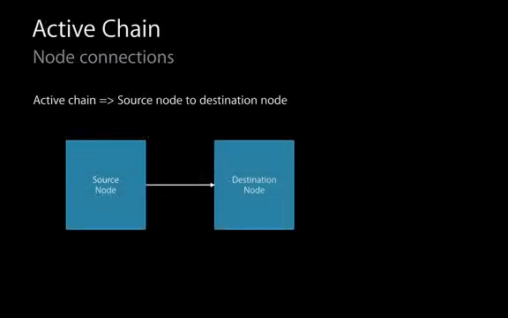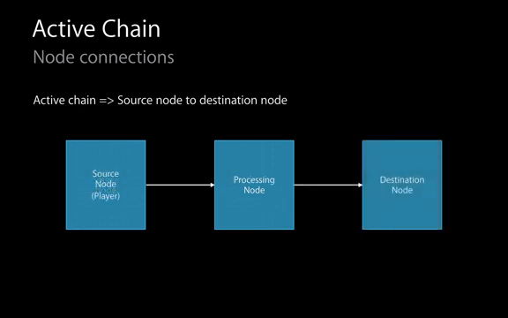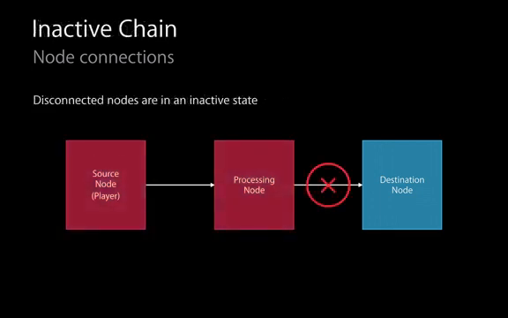So let's talk about connections. If you have a connection between a source node and a destination node, that forms an active chain. You can insert any number of processing nodes between the source node and the destination node. But as long as you wire every bit of this chain up, it's an active chain. As soon as you break one of the connections, all of the nodes that are upstream of the point of disconnection go into an inactive state. In this case, I've broken the connection between the processing node and the destination node, so my processing node and my source node are now in an inactive state. The same holds true in this example.